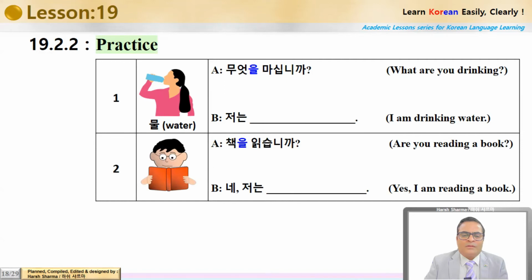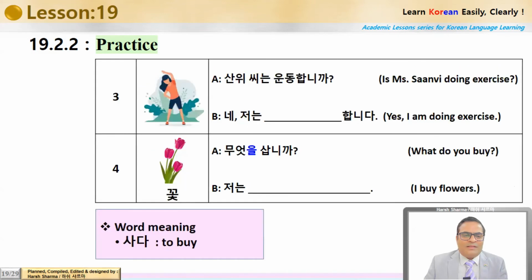Number 2. 책을 읽습니까? 네, 저는. I hope you can do it well, 여러분. We have done already lots of practice. Yes. Number 3. 산책을 하는 운동합니까? 네, 저는.